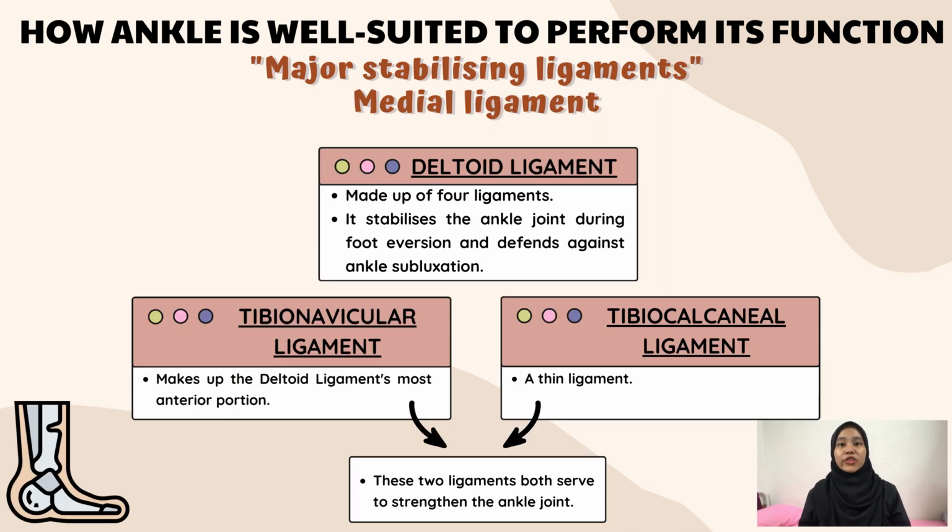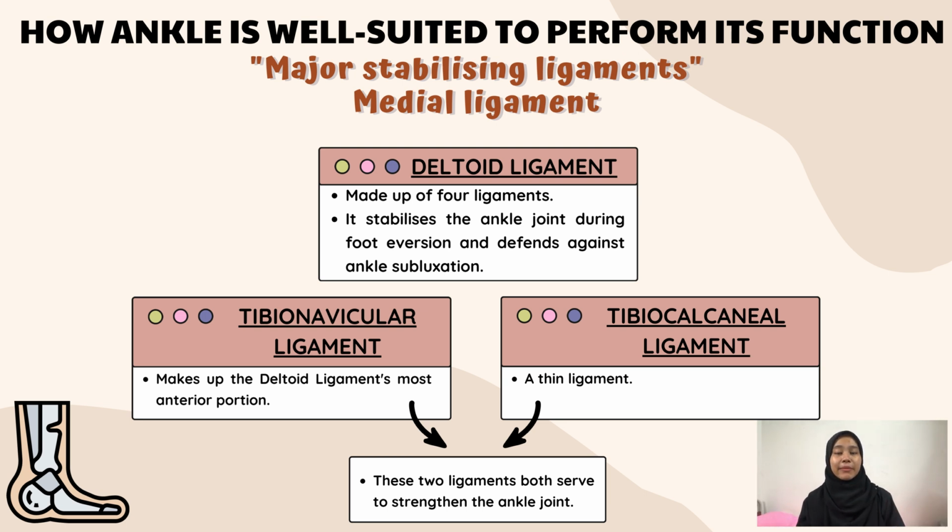Next, we move to the ligaments. The major stabilizing ligaments are the deltoid ligament for the medial ligament, and for the lateral ligaments are the anterior and posterior talofibular ligaments and the calcaneofibular ligament.